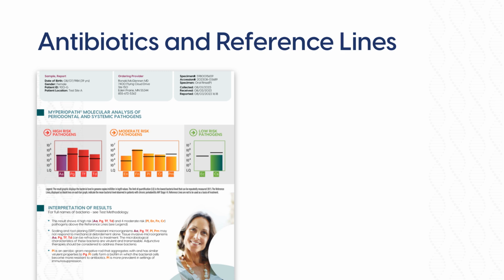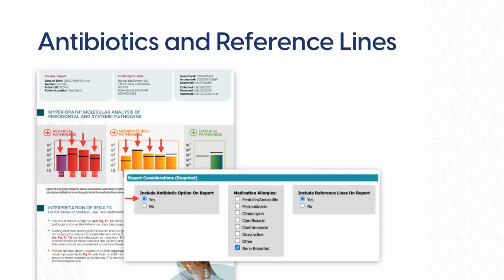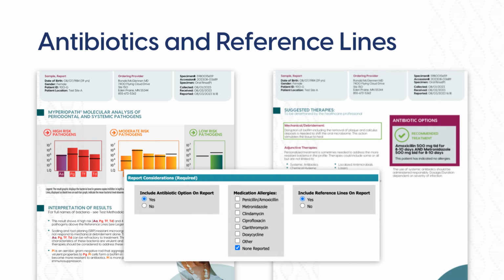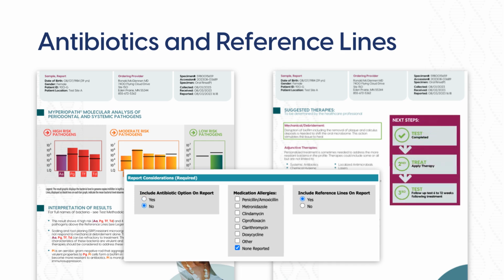If any of the bacteria reported are above the reference lines, and if you chose to include antibiotics on your report during the order process, antibiotic options will be printed on page 3 of the MyPeriopath report and customized based on the patient's bacterial profile. If bacteria levels are below the reference lines, or the selection to remove the antibiotics option is indicated during ordering, antibiotics will not be shown on the report. For additional antibiotic information and references, you can always access the MyPeriopath Antibiotic Options Guide in the Training Resources section of your OralDNA provider portal.